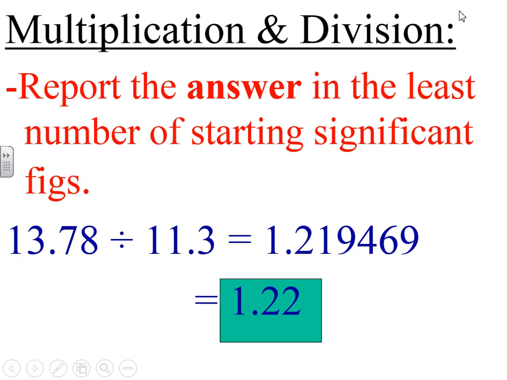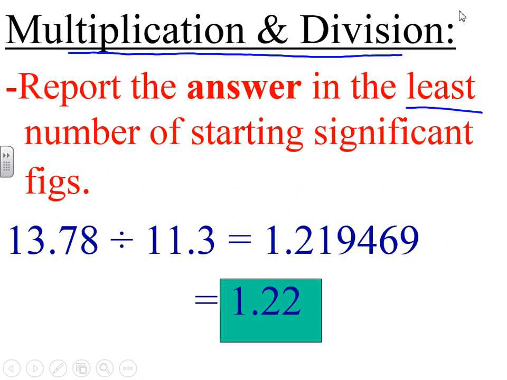Anytime we put numbers together, we also have to follow special rules. There's going to be a rule about multiplication and division, and then a rule about addition and subtraction. Let's take a look at multiplication and division first. The rule says that we report the answer in the least number of starting significant figures. The idea here is that your final answer can't be any more accurate than your worst measurement.